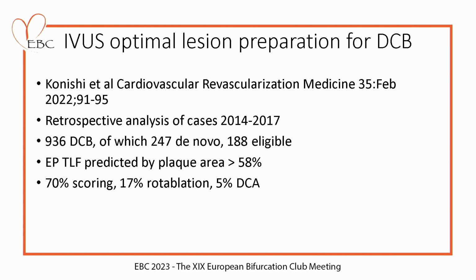So what else is there out there about IVUS in the study of DCB? Well, there was a retrospective study of cases from 2014 to 17 published by Konishi. 900 DCB cases, 240 were de novo, only 188 were eligible for their retrospective analysis. Essentially using lots of good lesion preparation, what they showed was that target lesion failure was predicted by a residual plaque area of around 60%, and that seems to run through some of the data that we'll see in a minute.